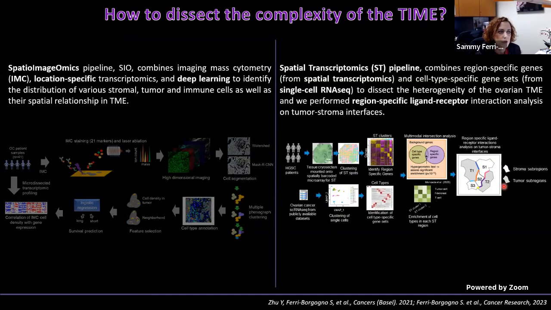So a second approach that we applied more recently, we developed a spatial transcriptomics pipeline that combines region-specific genes from spatial transcriptomics and cell type-specific gene sets from single-cell RNA-seq. And we utilized this pipeline to dissect the heterogeneity of the ovarian tumor microenvironment even further. And we also performed region-specific ligand receptor interaction analysis.